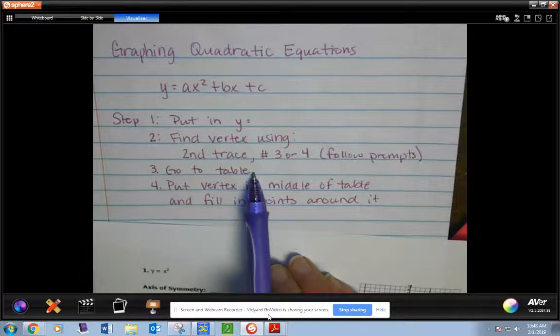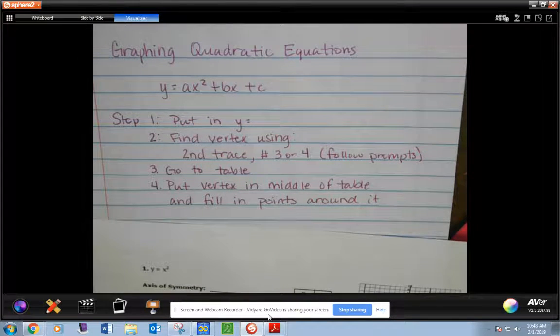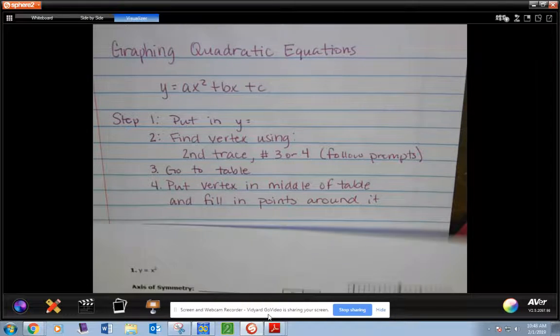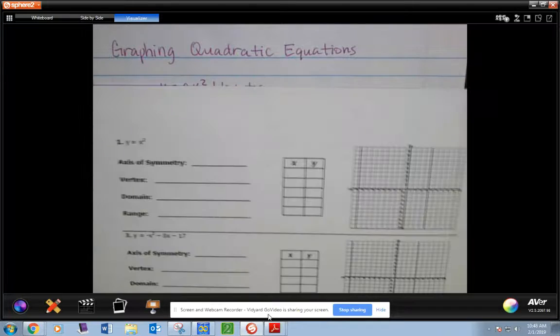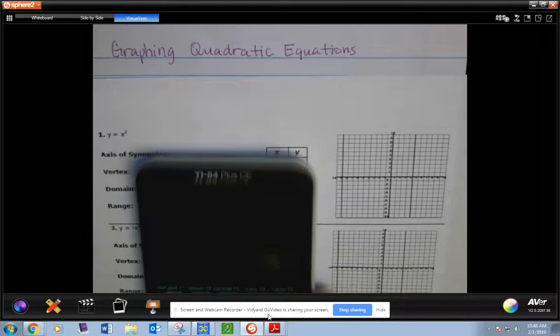After that, you're going to go to the table, and then you're going to put the vertex in the middle of your blank table and fill in the points around it. Then you'll graph the picture on your worksheet and find the domain and range. So now that you have that written, you should have this paper. And what we're going to do, real easy, is follow those steps.